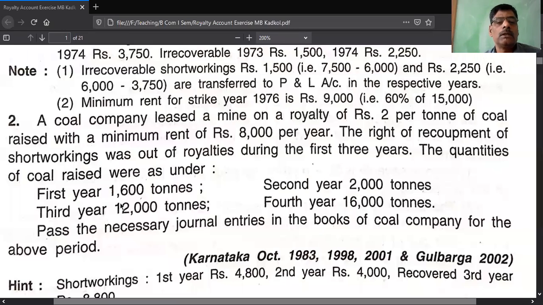Okay. First year, second year, third year, fourth year quantity is given, and they are asked to pass the journal entry. You pass the journal entry. 4-year journal entry means first year 3, second year 3, third year 3, fourth year 3. 4 entries you pass, joining the short working as I already told. Okay. Second example.